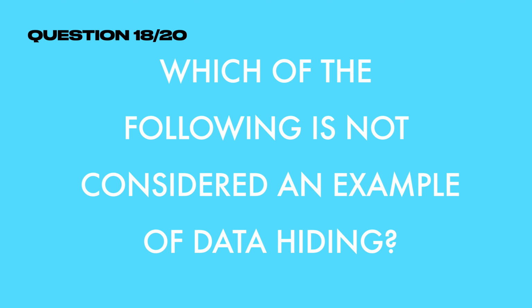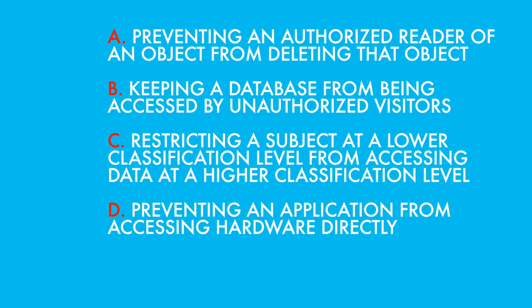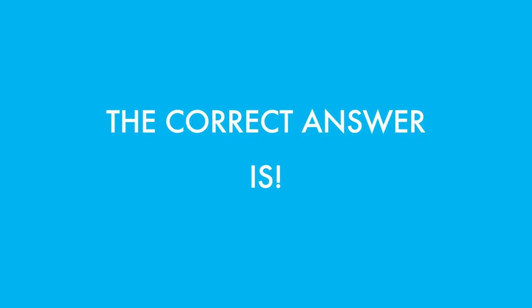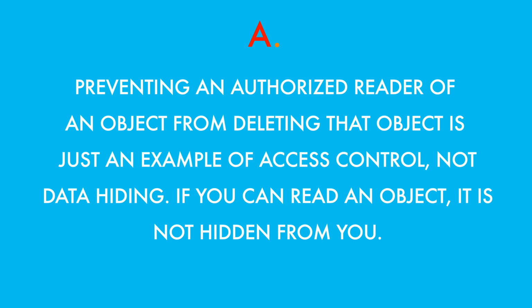Question 18 of 20. Which of the following is not considered an example of data hiding? A. Preventing an authorized reader of an object from deleting that object. B. Keeping a database from being accessed by unauthorized visitors. C. Restricting a subject at a lower classification level from accessing data at a higher classification level. D. Preventing an application from accessing hardware directly. The correct answer is A. Preventing an authorized reader of an object from deleting that object is just an example of access control, not data hiding. If you can read an object, it is not hidden from you.